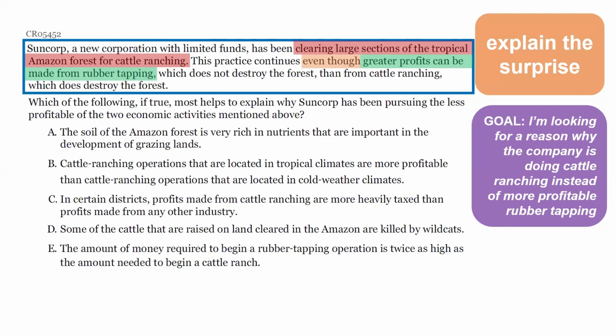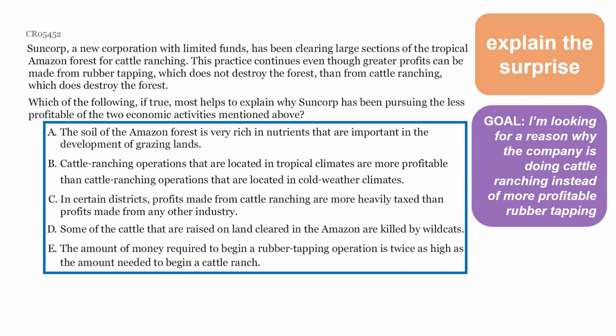This is the creative side of critical thinking, and I'm pretty sure you do something similar when you solve problems outside the GMAT. Fourth and finally, let's eliminate answer choices. Notice that I left this until last. The answer choices are designed to confuse us, so I don't look at them until I have a good understanding of the scenario above. State the goal again. We're looking for a reason why the company is doing cattle ranching instead of more profitable rubber tapping.